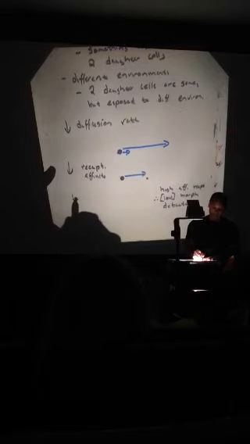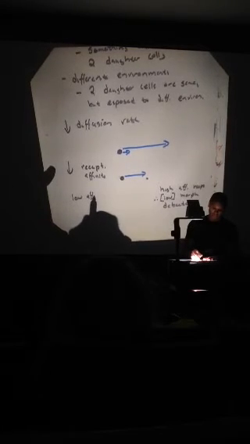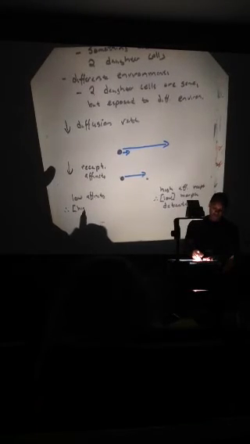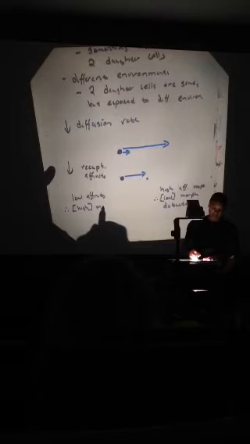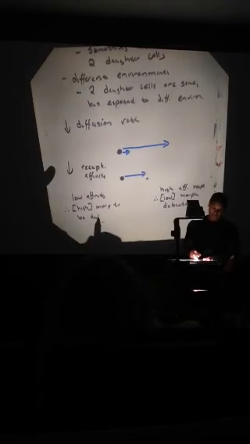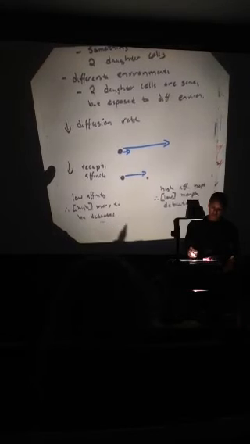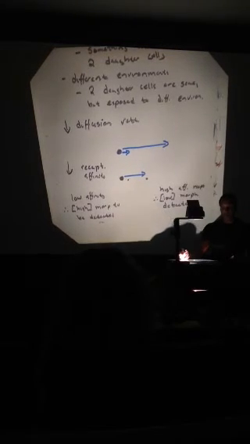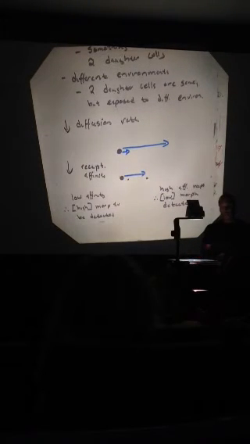However, if you've got low affinity, you're going to need a high concentration of the morphogen to be detected. So these cells back here aren't going to detect the morphogen because it's not at a high enough concentration. Only those cells that are close by the source will detect it. And so again, you're narrowing the range in which the morphogen can have its impact.